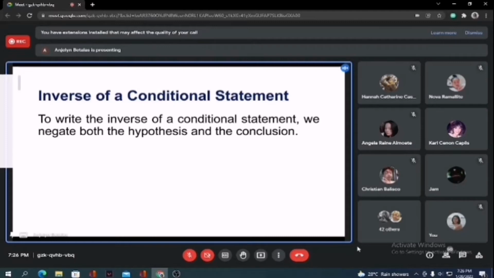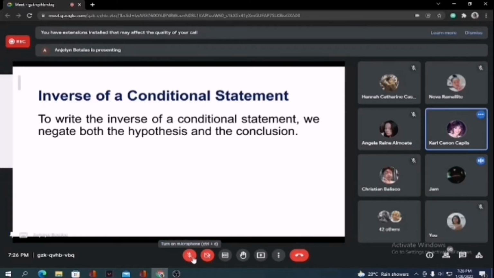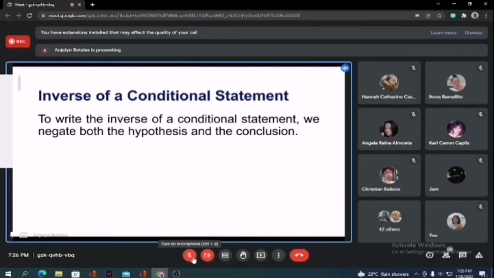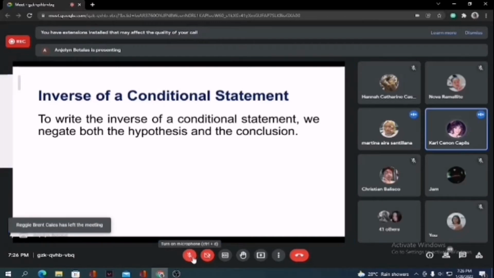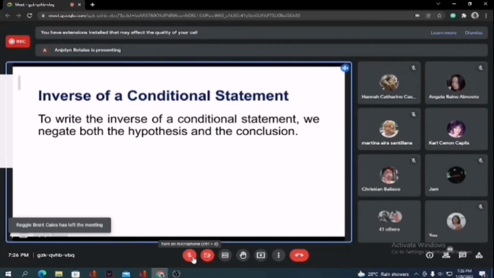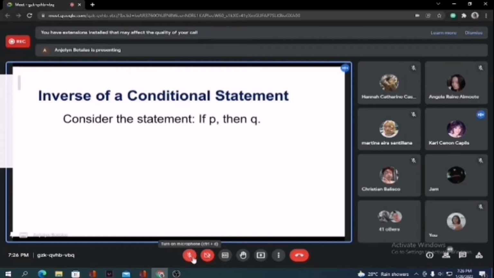So for example, unsa may negative sa gwapa? Dili gwapa, di ba? Pangit. Ugly. Pero for example, kung wala kay word na pangit, sabihin ko dili gwapa. Okay, di ba? More siya antonym. Pero mostly sa math, we're using the word not. Okay. So consider the statement if P then Q. So karon, if not P then not Q. Kaya walay antonym sa math.